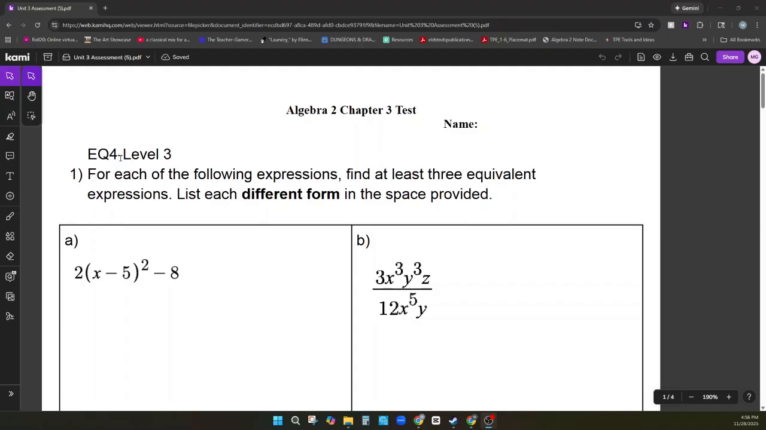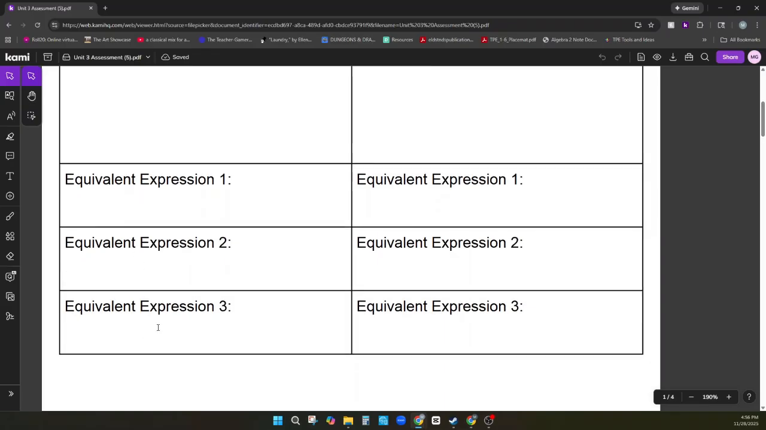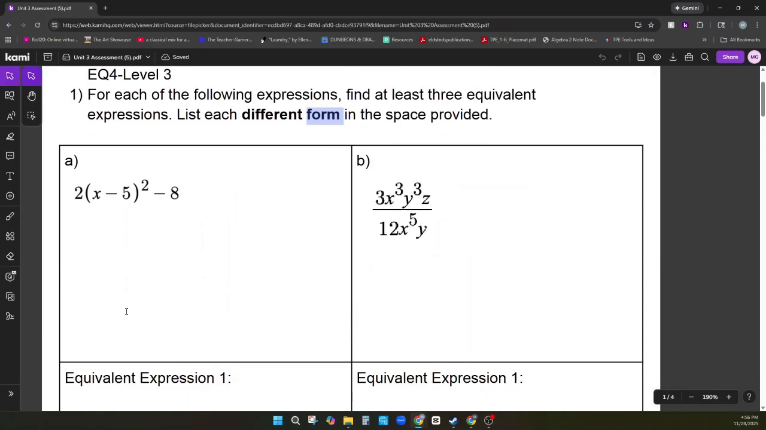Number one, read. For each of the following expressions, find at least three equivalent expressions. List each different form in the space provided. Again, we're going to be looking at different forms. And for A and B, we have three spaces for you to put your equivalent expression.